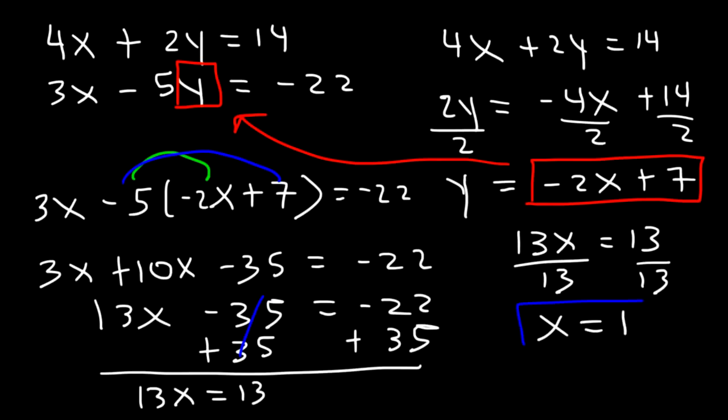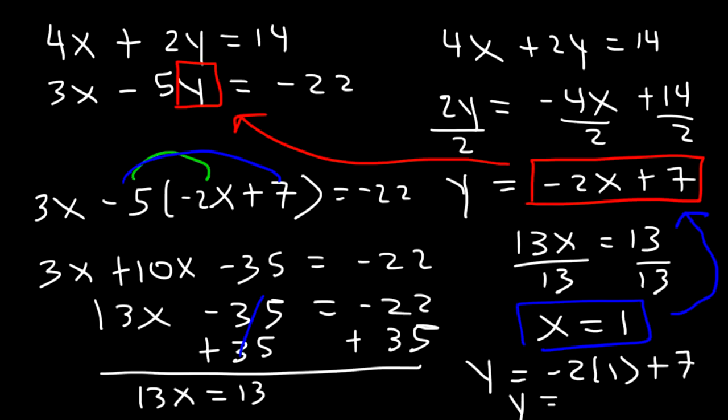Now the next thing we need to do is take that value, plug it into that equation to get y. So negative 2 times 1 plus 7. Negative 2 times 1 is negative 2. Negative 2 plus 7 is 5. So y is equal to 5. Therefore, the solution as an ordered pair is 1 comma 5. That's the answer.